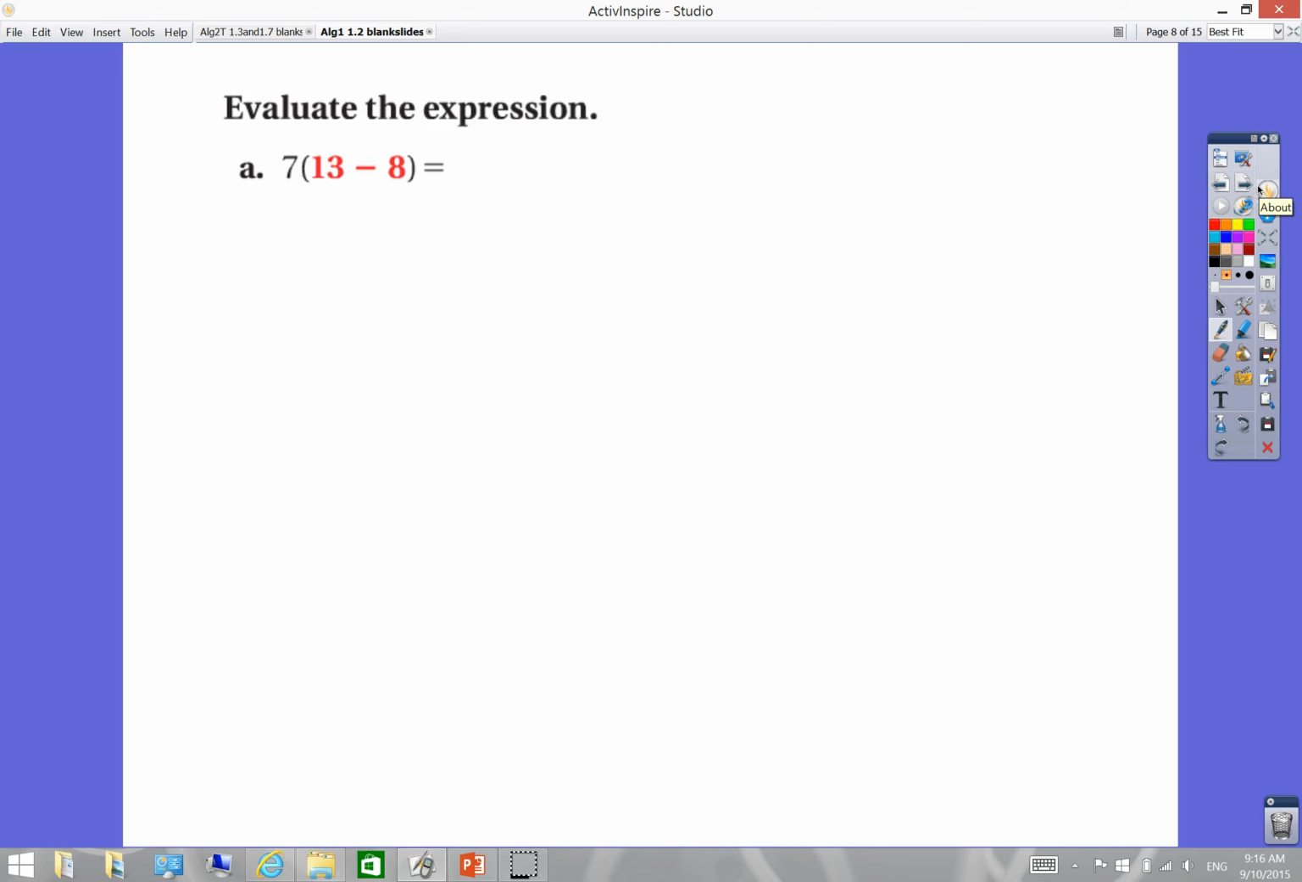So, evaluate this expression. They're going to give us a couple of expressions that involve grouping symbols. There are 2 things going on in this problem. There's parentheses, which enclose an operation, so we're going to have to do that. And then we're going to have to multiply 7 times. So this here will go 7 times 13 minus 8 is 35.